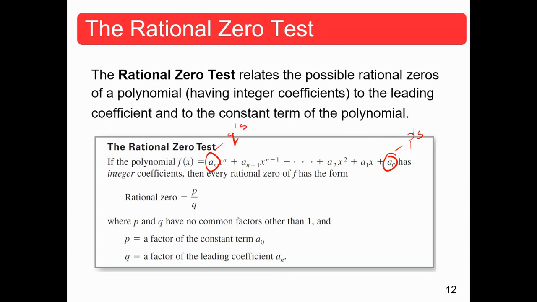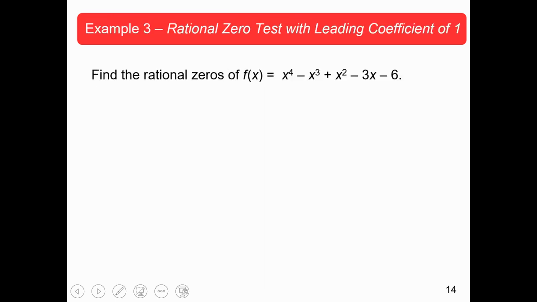When you factor them down, you will then put every possible combination of P over Q to find possible rational zeros that are somewhere inside the polynomial. Let's look at how that looks. Here I have a P of 6 and a Q of 1. So let's write down all the possible factors of 6.